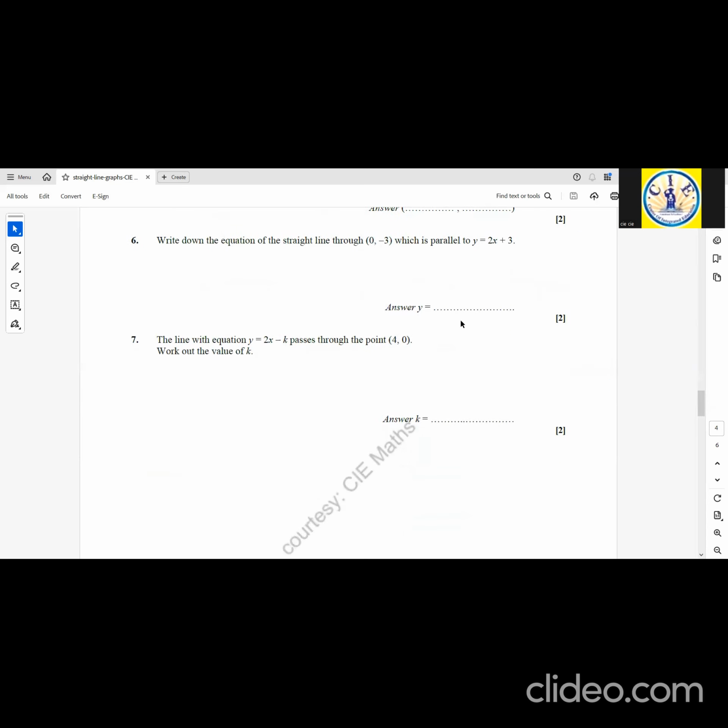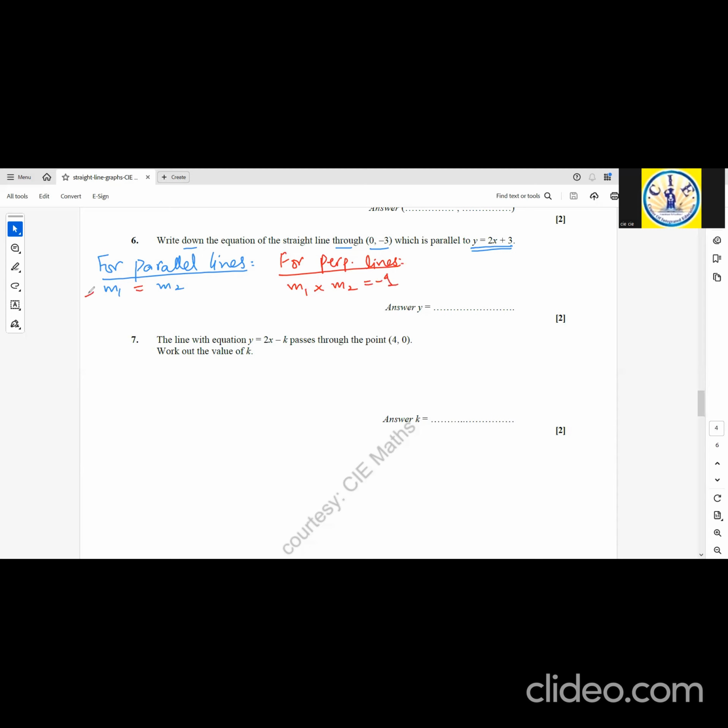Okay, now question number 6. Write down the equation of the straight line through this point, which is parallel to this one. When the lines are parallel, for parallel lines having slopes m1 and m2, their gradients are equal. And for perpendicular lines with gradients m1 and m2, their product is -1.